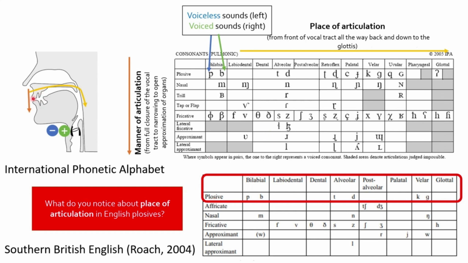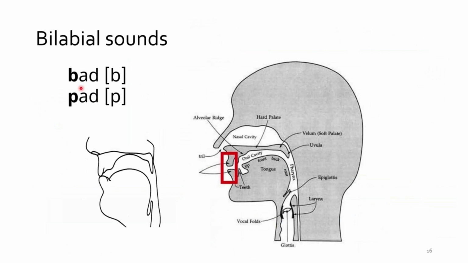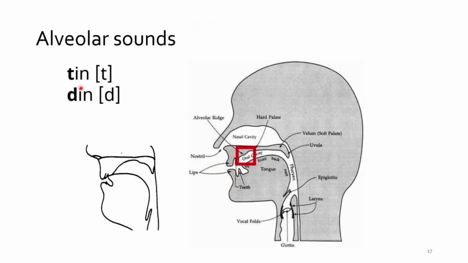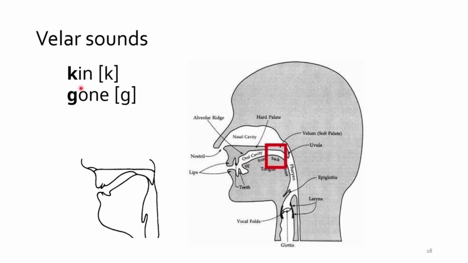So distributed here, here, and there. So that's quite easy to describe. In the case of English, we have bilabial sounds, ba and pa, alveolar sounds, ta and da, and velar sounds, ka and ga. But so that's for English is quite easy.